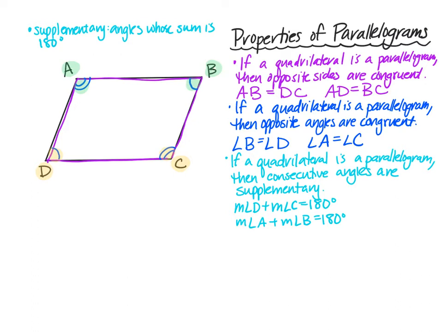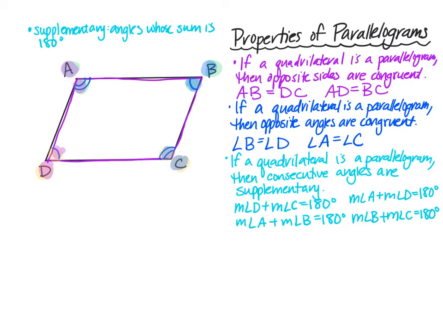Not only that, but we notice here that A and D and B and C are also supplementary. So we can also say that the measure of angle A plus the measure of angle D equals 180 degrees, and the measure of angle B plus the measure of angle C equals 180 degrees.